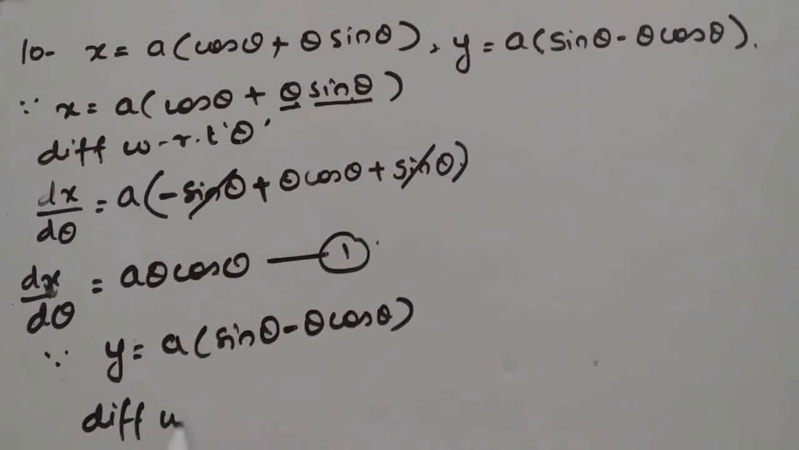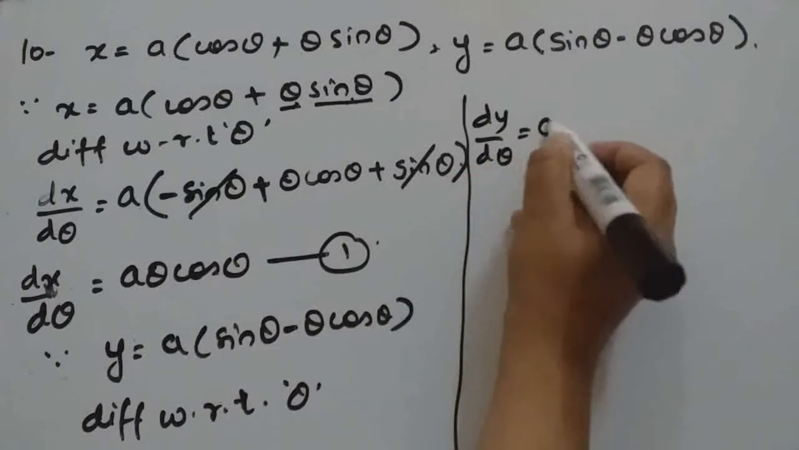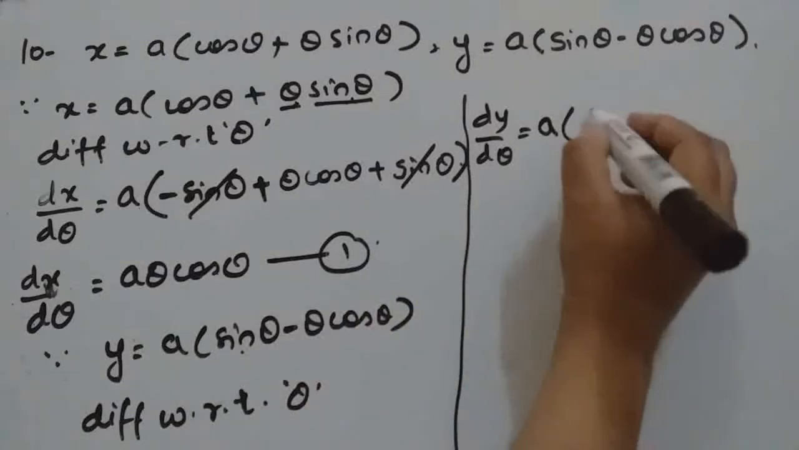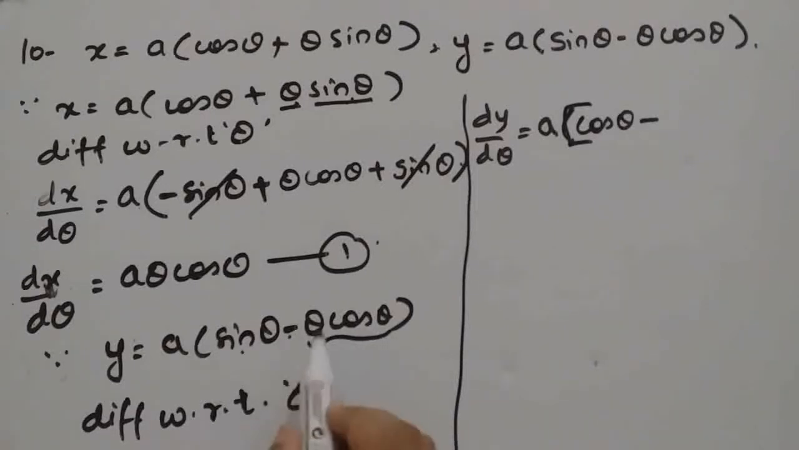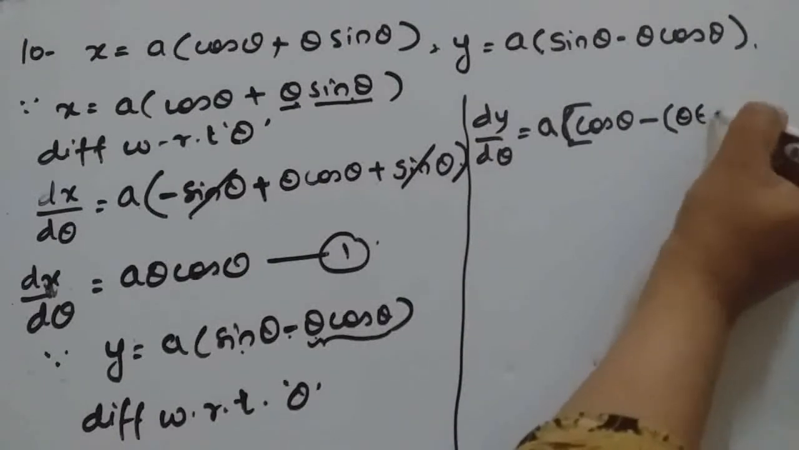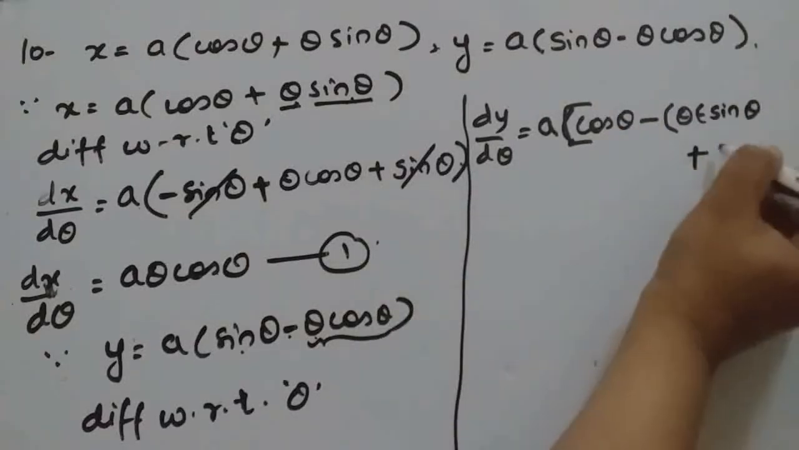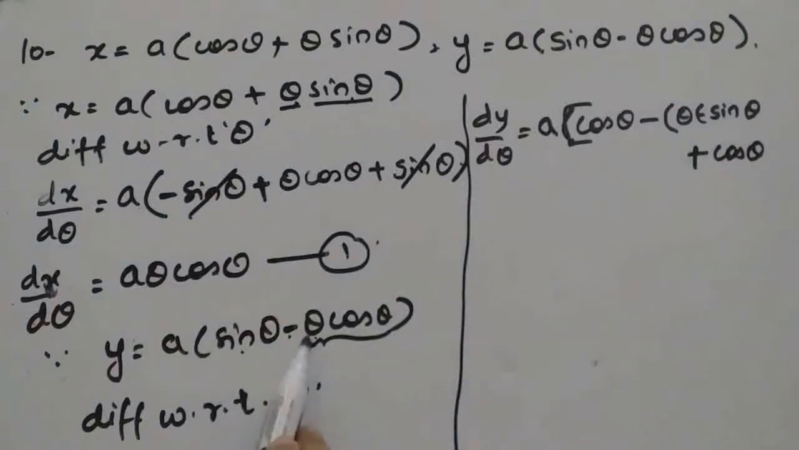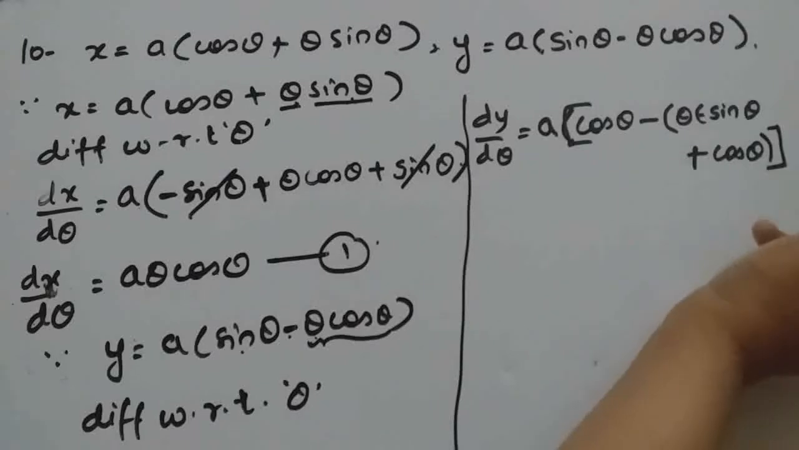Differentiate with respect to theta. Here also dy by d theta, the coefficient will be the same. The derivative of sin is cos theta minus. Here the product rule. So minus, so the other term we should put in a bracket. So in the product rule, theta will be the same. The derivative of cos theta is minus sin. Then plus cos theta is the same. The derivative of theta is 1, so that I am not writing. So the bracket ends and the main bracket also will end here.